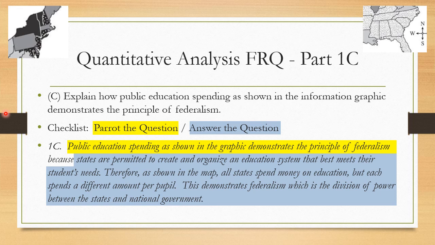Okay, now I want to point out something in part C. I've done a better job here of closing the loop, right? So I could have just said, because states are permitted to create and organize an education system. But I didn't stop there. I closed the loop by saying that best meets their student needs. Remember, in our outline, we talked about how federalism gives states the ability to do what's best for their state. And I made sure I related it back to the data, right? Because we're talking about students and education and per pupil spending. So this is how you close the loop.